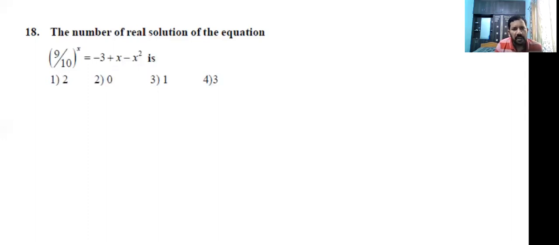18th question. The number of real solutions of the equation. How many real solutions? First of all, we know that the exponential function a power x is always greater than 0. So that means the left hand side should be greater than 0, positive. But see the right hand side. In place of x, any value you can substitute. If you substitute a negative value, you will get negative. If you substitute a positive value, you will get negative. So the right hand side value is less than 0.